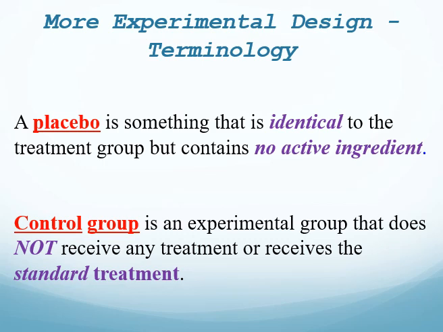Again, if possible, the people don't know which group they're getting. They don't know if they're getting the new treatment or the old treatment. And so that's a control group. You either are going to get no treatment or the placebo, or you'll get the standard past treatment.